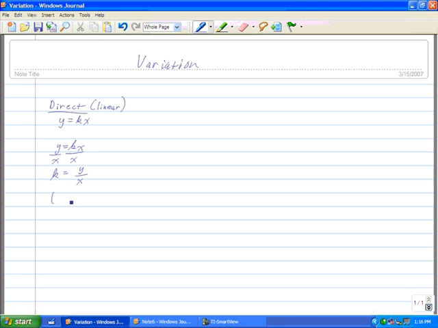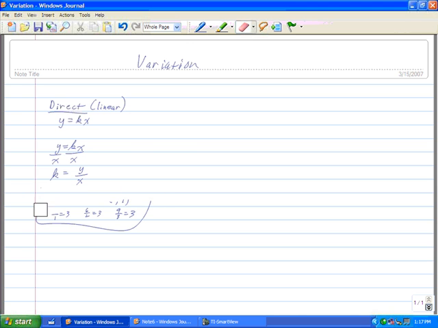In other words, if I had the input-output pairs 1, 3, 2, 6, 3, 9, and you're wondering, can I model this with direct variation? We could take 3 divided by 1 and we'd get 3. 6 divided by 2 would give us 3, and 9 divided by 3 would give us 3. So this is a direct variation relationship because I can divide output by input and get the same constant every time.